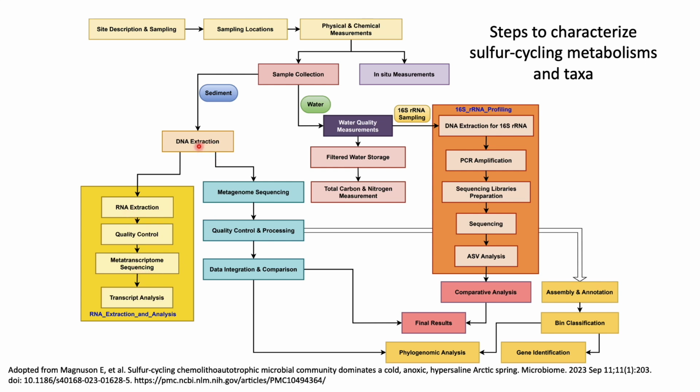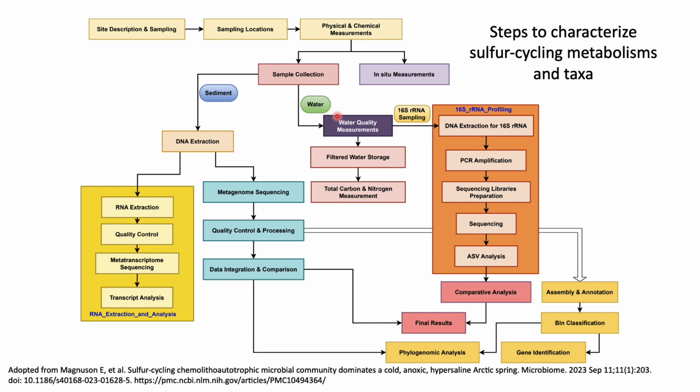And then after the DNA extraction, it is subjected to metagenome sequencing. Then quality control and processing happens. Then it is taken for the assembly and annotation, and then bin classification, then gene identification takes place. So this is another path the scientists carry out. And in the quality control and processing step itself, next the data integration and comparison takes place. From the data integration and comparison, it is taken to the final results for publication.